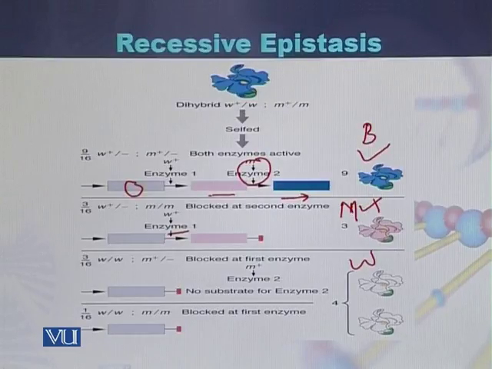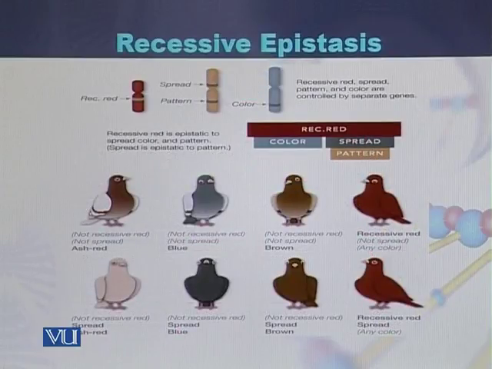So we can see all the three colors. If enzyme 1 and enzyme 2 are functional, the color of the flowers will be blue. If enzyme 1 is functional but enzyme 2 is not functional, then it will be pink in color. While if both enzyme 1 and enzyme 2 are not functional, the color of the flowers will be white. Here is the second example of recessive epistasis.